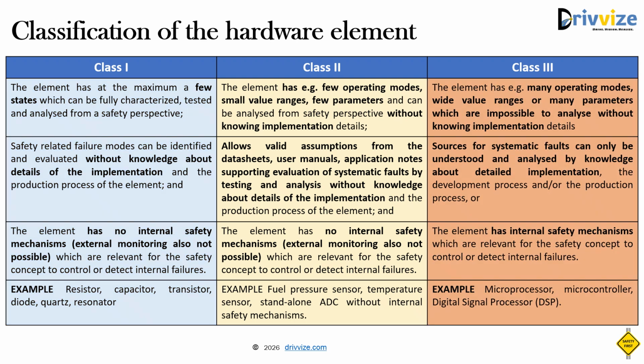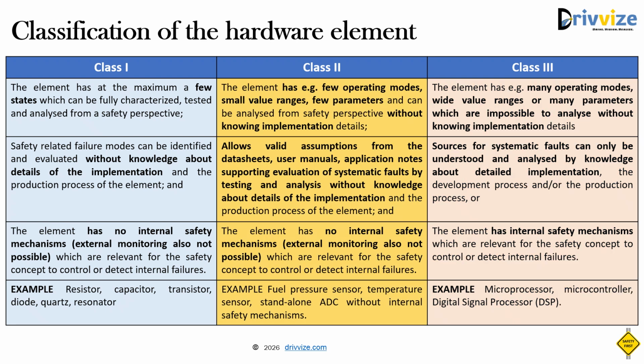Class 3 components are complex hardware elements, usually integrated circuits. These components have many operating modes and work over a wide range of parameters. They often require software or configuration to operate correctly. Their behavior can only be understood by carefully studying their datasheets and manuals, and they usually include internal safety mechanisms. Examples of Class 3 components include microprocessors, microcontrollers, ASICs.